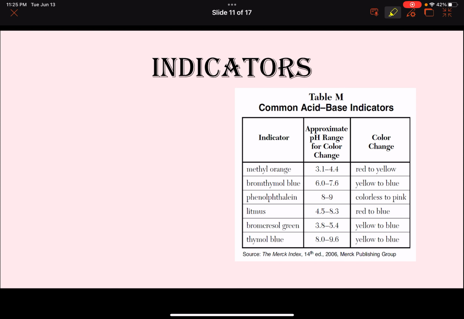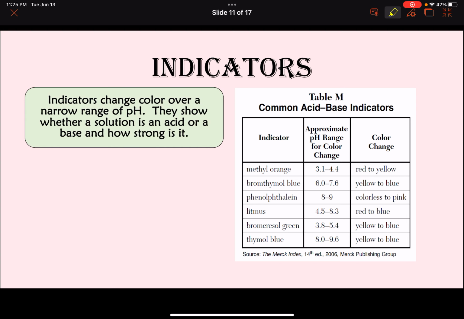Indicators. Indicators are something that we can use to figure out the pH of any given solution, and that's because these substances change their color over a very narrow pH range. So what's very, very important is for us to know how to read Table M.